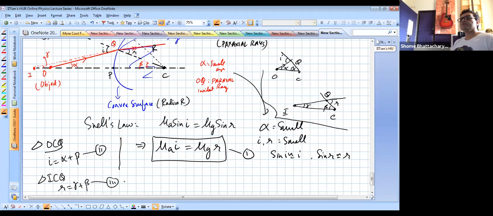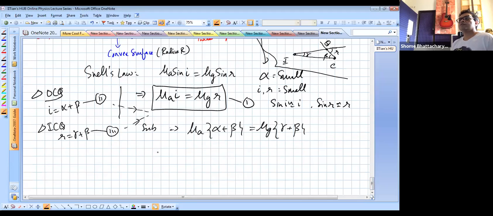So now just substitute these two in the first equation. So this equation becomes refractive index of air into I, which is alpha plus beta, is equal to refractive index of glass into R, which is gamma plus beta. Okay. So keep the term of beta on one side and the other terms on this side. So refractive index of air into alpha. Division will come later.